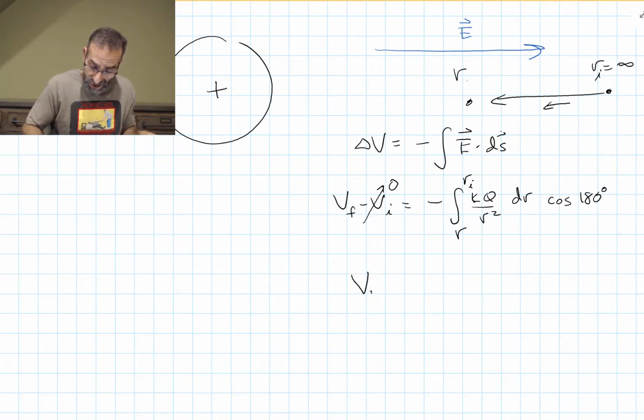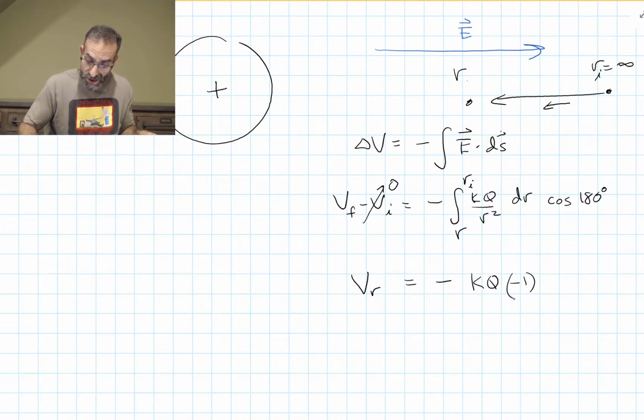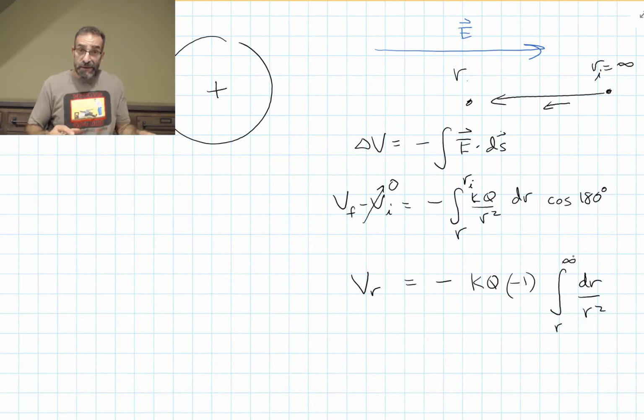So v final, I'm just going to call it v at r, any r, is negative k q. We have a minus 1 from our cosine 180. We have an integral of dr over r squared, and we're integrating from r to r initial, which is infinity. I'm just going to put infinity here. Remember, I said getting your minus signs correct is tricky. Getting it all correct is tricky.